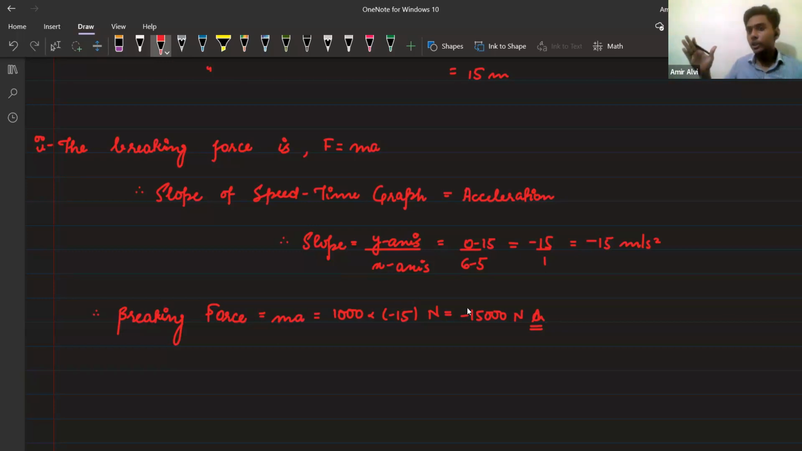Because the motion is in this direction, we are applying the force in this direction. It is opposite. The only significance of the negative sign is the opposite direction of the force. Am I clear to everyone?